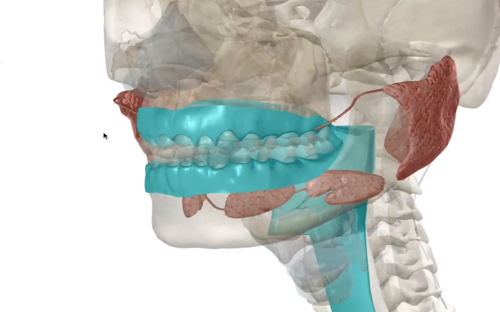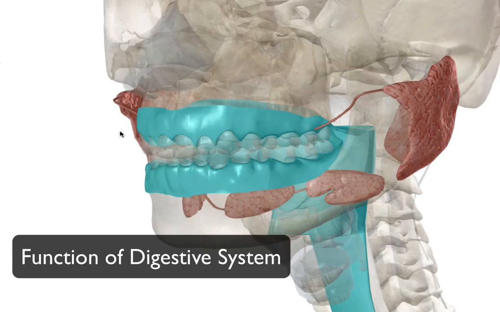Okay, welcome to another video for anatomy and physiology. In this video, we're going to continue on with our digestive system. In this video, we'll discuss the functions and the two types of digestion.